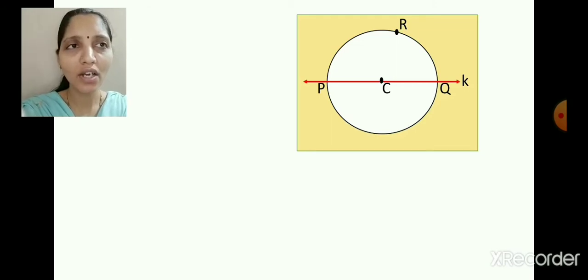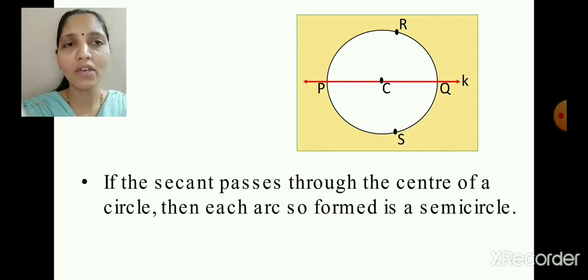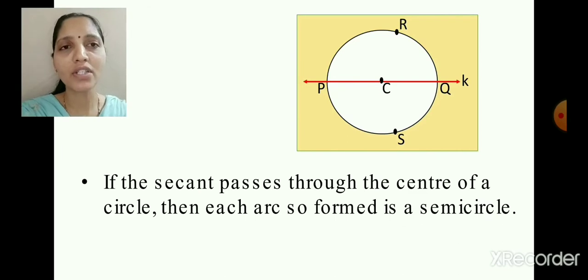So here arc PRQ and arc PSQ, these are the two arcs we are getting, and these two arcs are equal arcs. So if the secant passes through the center of a circle, then each arc so formed is a semicircle. We know that when the secant passes through the center, it divides the circle into two parts, and each part is called a semicircle.